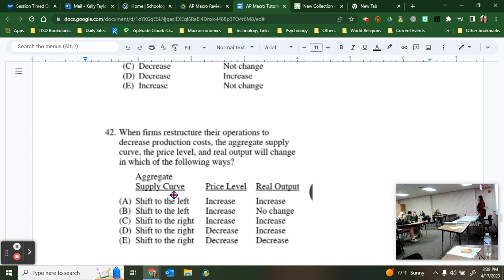I probably asked this before, but how many FRQs are there? 3. One long, two shorts. This is an example of a long one. Okay, I want to do the long one. I'm going to do the short one.